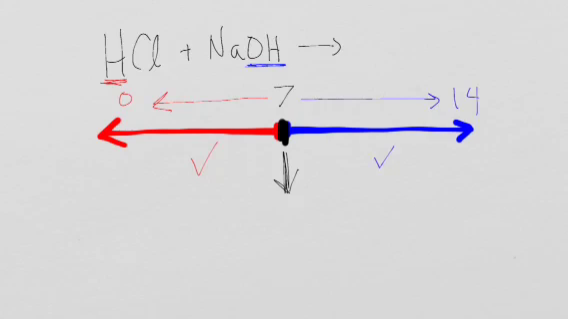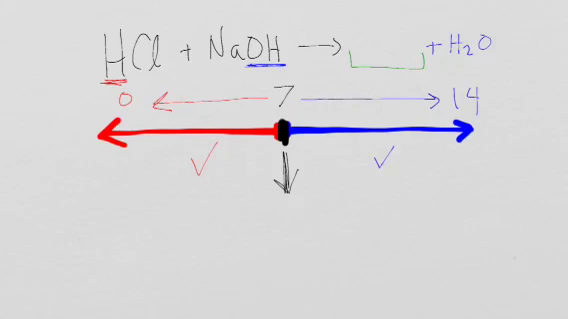When I combine those two, something magical happens, and it's always the same thing that happens. An acid-base neutralization always involves an acid being combined with a base, and that is going to give us a salt plus H2O, water. An acid plus a base yields a salt plus water, always. And here's the reason why.